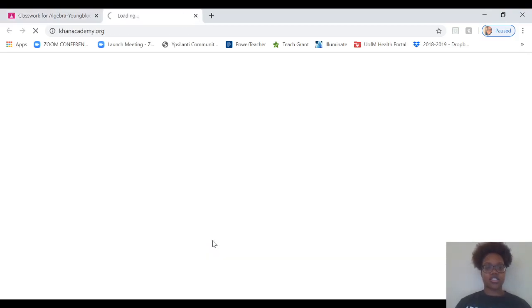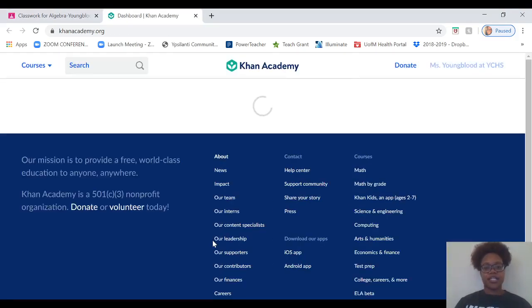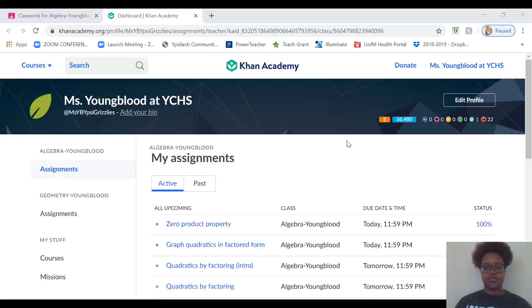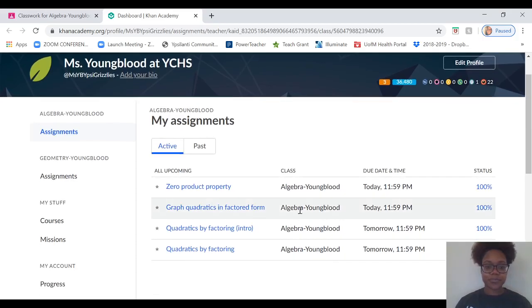So we're going to launch Khan Academy. Again, if your page does not take you straight here and you are not automatically signed in, please make sure you take the time to sign in with whatever email you use to sign up for my Khan Academy class so that I can monitor your progress and give you your points for the work you're doing.